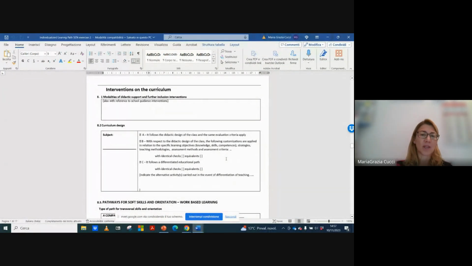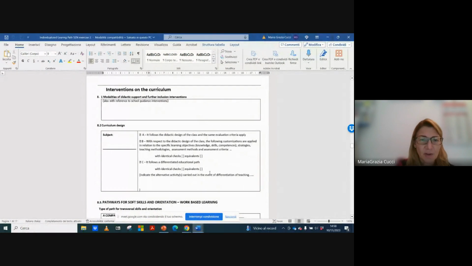Then something that we can do is to define some interventions on the curriculum. So to find something specific for this student with special educational needs. Of course, we do not do something widespread. This is very individualized, so we have at the beginning to understand what is the starting point of this specific student.